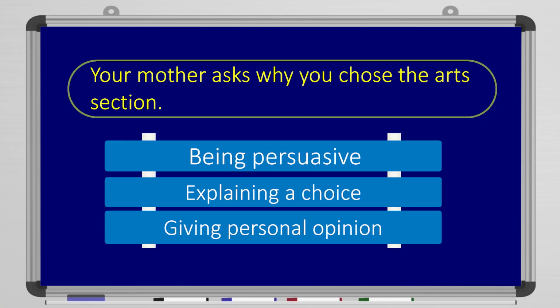accurate form. The second example here, your mother asks you why you chose the arts section. So someone's asking you, why are you studying arts? What do you answer? You give them your answer. You can either be persuasive, explain your choice, or give a personal opinion. So if you want to give your personal opinion, say, in my opinion, it's the best kind of thing to study. I think studying arts is really important. I prefer studying art. You can be persuasive by saying, if you study art, you will have a lot of opportunities. Why don't you think about studying art?